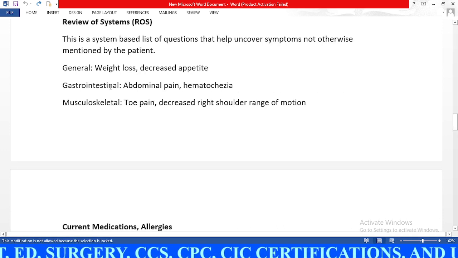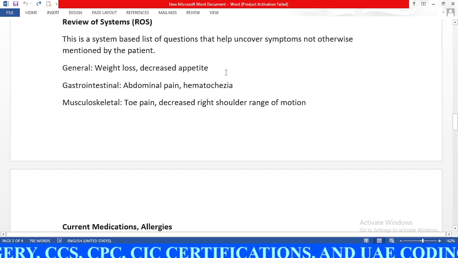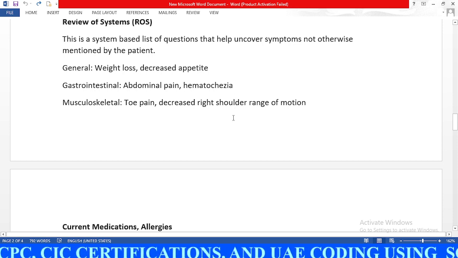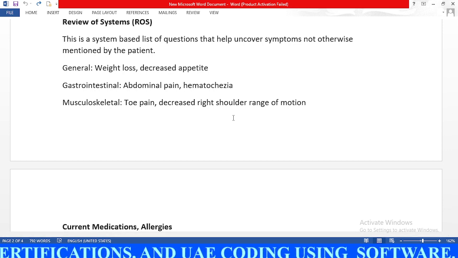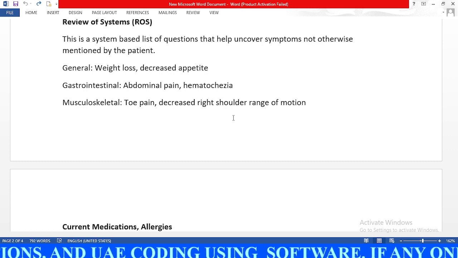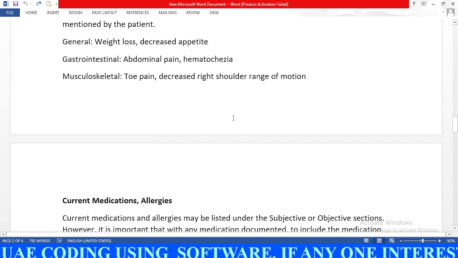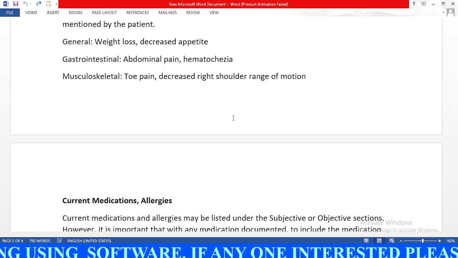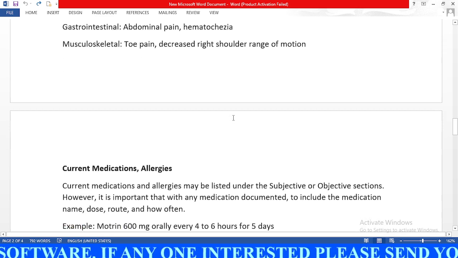Next, subjective contains review of systems. So, this is a system-based list of questions that help uncover symptoms not otherwise mentioned by the patient. So general: weight loss, decreased appetite. So these all are observed by the physician, not the patient. General: weight loss, decreased appetite; gastrointestinal: abdominal pain, hematochezia; musculoskeletal: toe pain, decreased right shoulder range of motion. So the physician will find this review of systems.